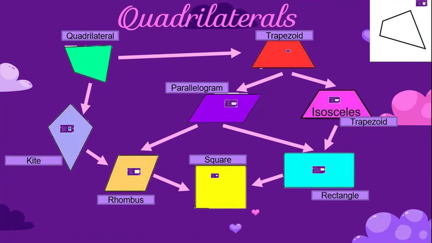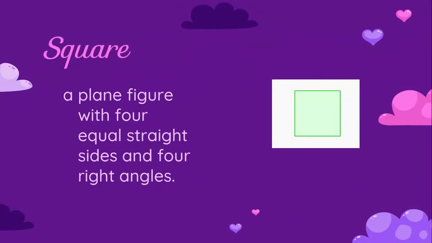And then the most perfect quadrilateral of all time is a square, because a square has four equal sides and four equal angles. It is a rectangle because it satisfies the properties of a rectangle: two pairs of opposite parallel sides and two pairs of opposite congruent sides. This is also a rhombus because it has four equal sides, and it is also a parallelogram because it has two pairs of opposite parallel sides.